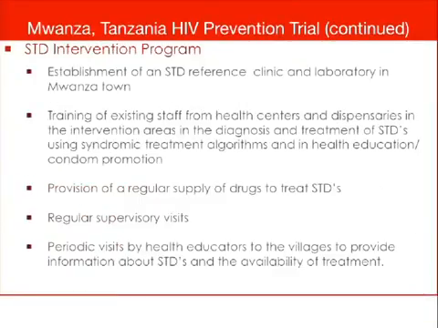What did they do in terms of the intervention? They established an STD reference clinic and lab. They trained the staff in how to diagnose and treat STDs using various WHO algorithms. Provided condoms, etc. They provided the drugs to treat the STDs. They did supervisory visits, etc. And the villages that didn't get this had whatever was there before, which wasn't much.